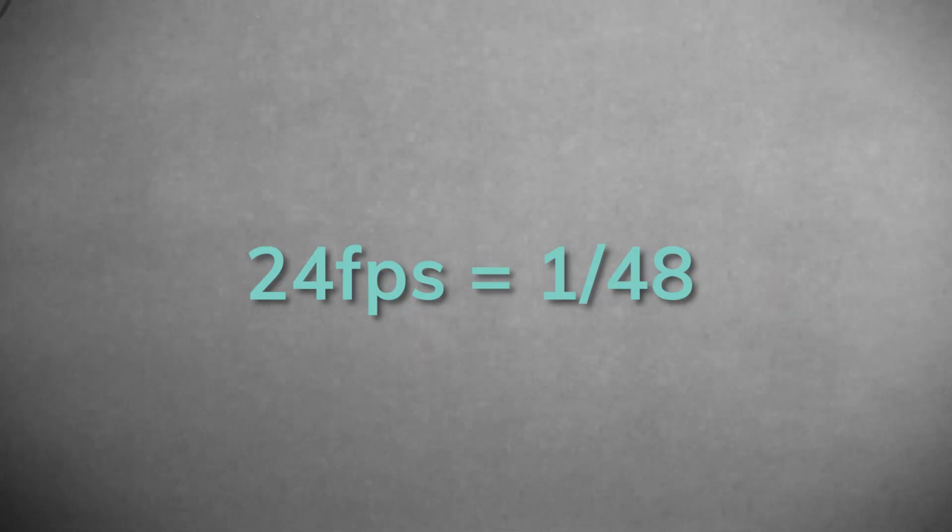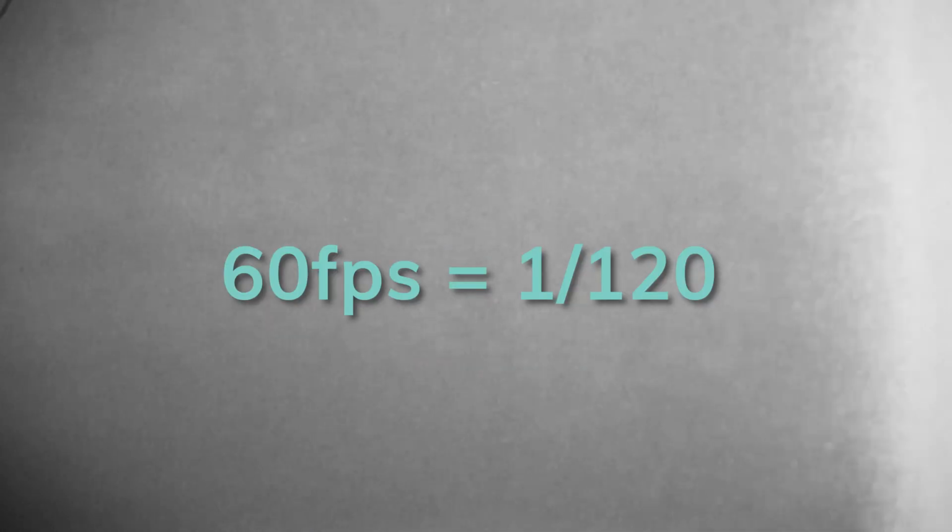So if you're shooting at 24 frames per second, then your shutter should be at 48. Or if you're shooting at 60 frames per second, your shutter speed should be 120. By doing this, your video will have the correct amount of motion blur. But the reason I refer to this as a guideline over a rule is because there will be times when shooting at a higher shutter speed is a good idea.